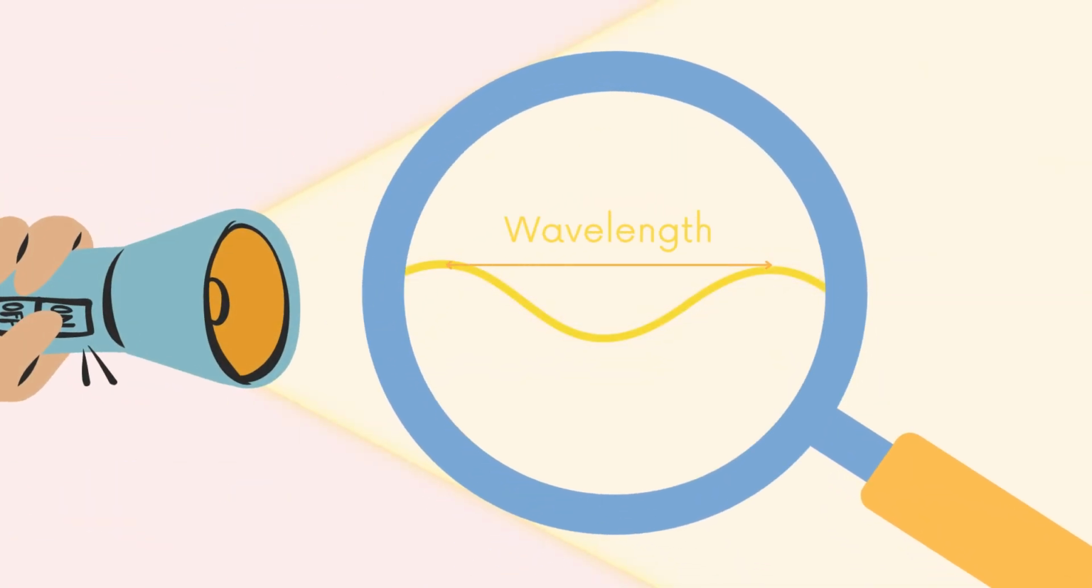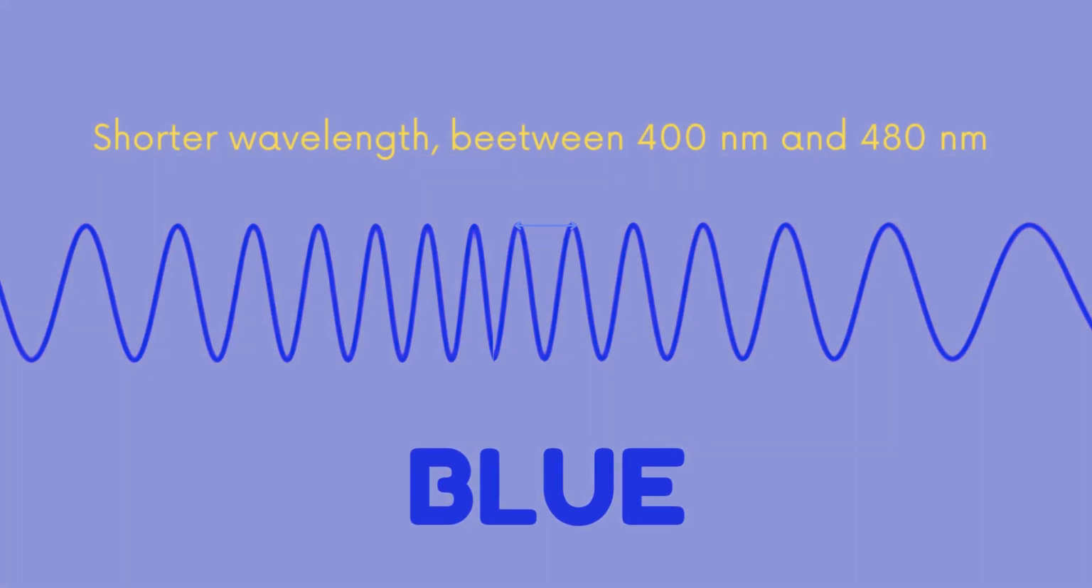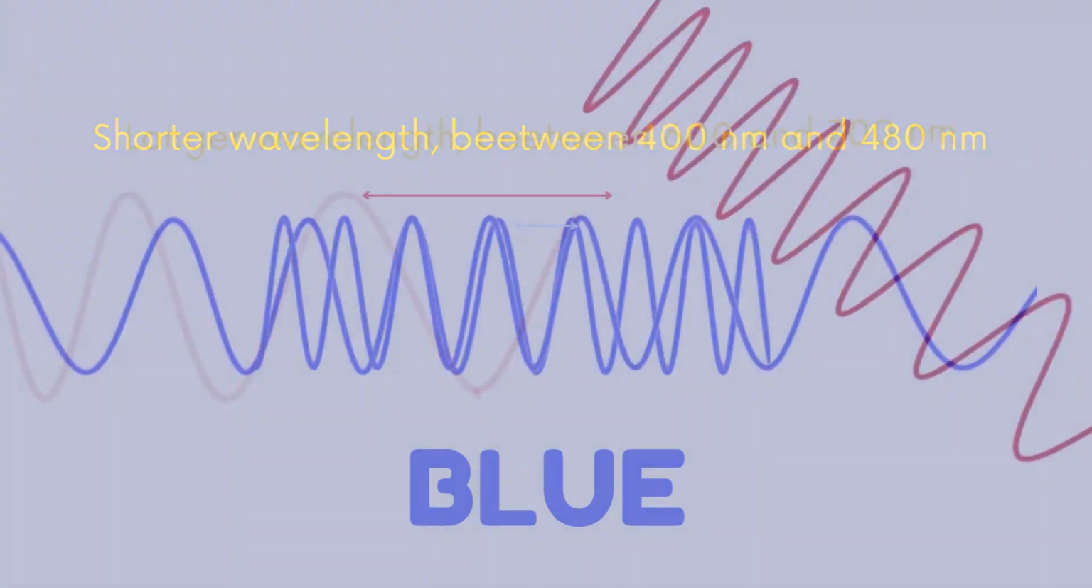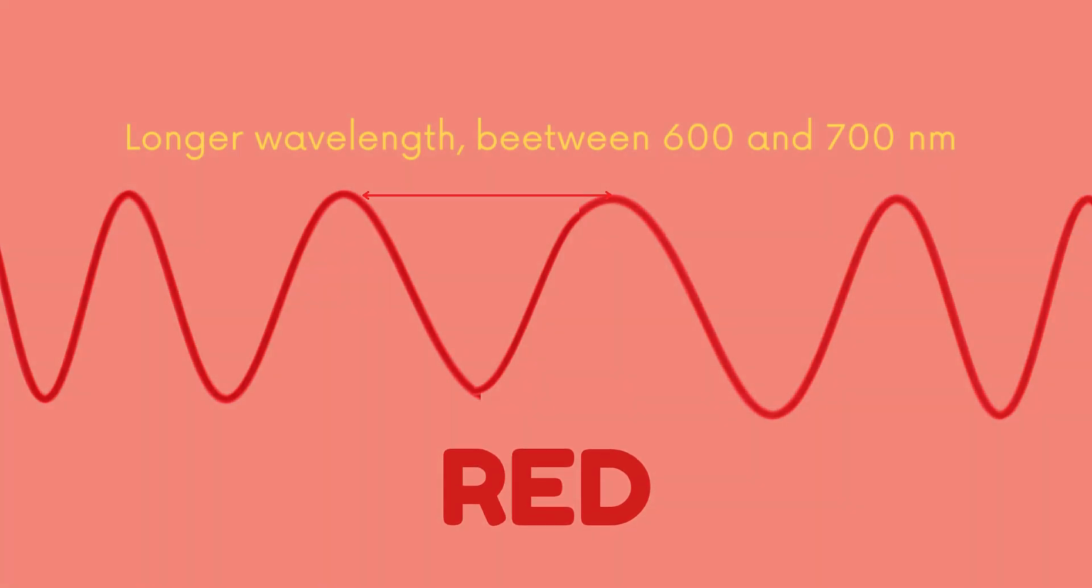The distance between two peaks of a wave is called the wavelength. The color of light depends on this wavelength. Short waves with small distances between peaks correspond to colors like blue or violet, and long waves with larger distances between peaks correspond to colors like red or orange.